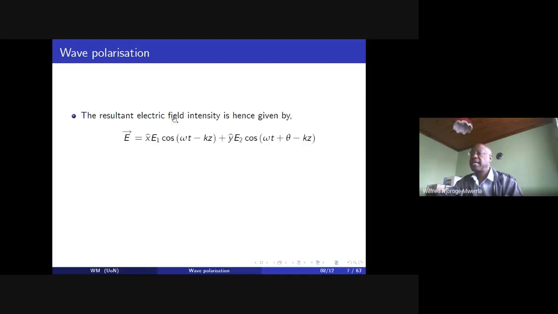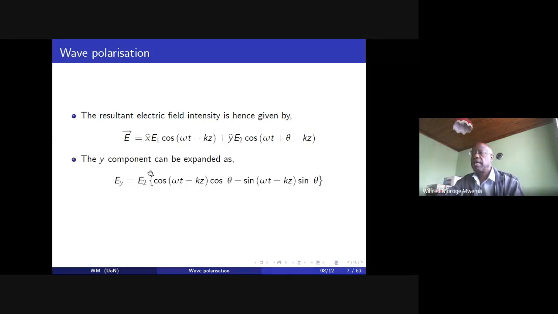The resultant electric field intensity is therefore going to be given by the vector sum of the x component and the y component. And the y component can be expanded using the trigonometric expansion. You can expand it as the cosine of omega t minus kz multiplied by the cosine of theta, minus the sine of omega t minus kz multiplied by the sine of theta.